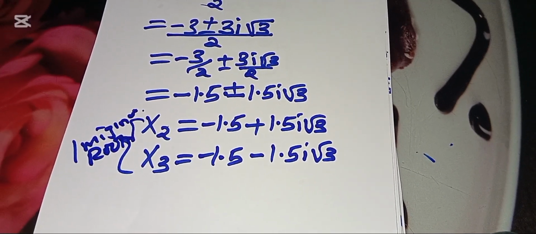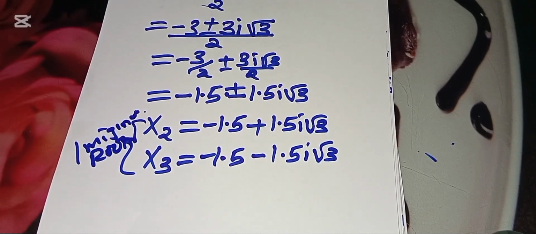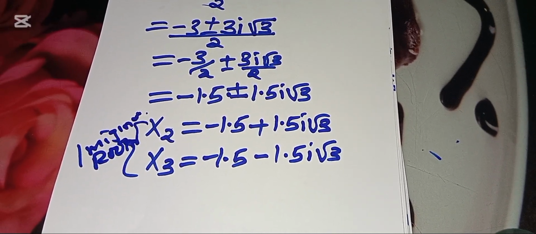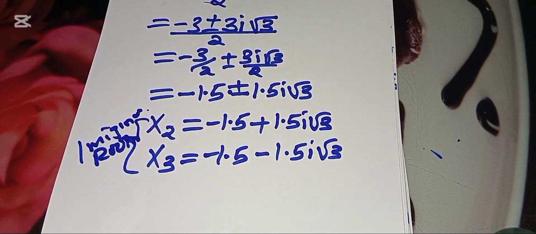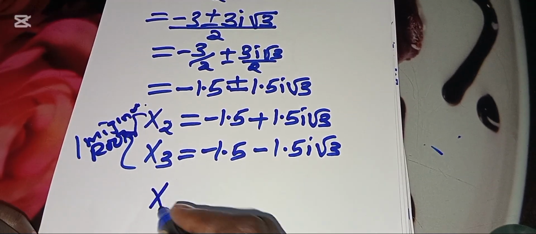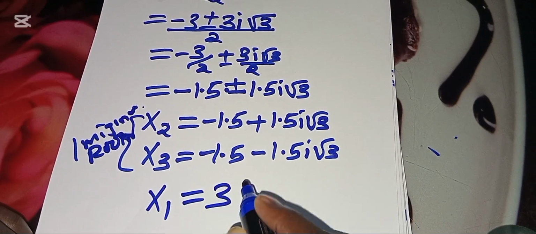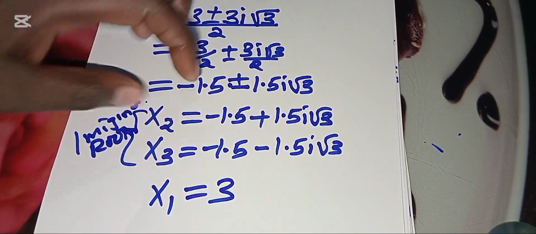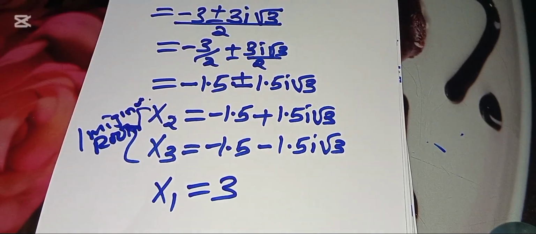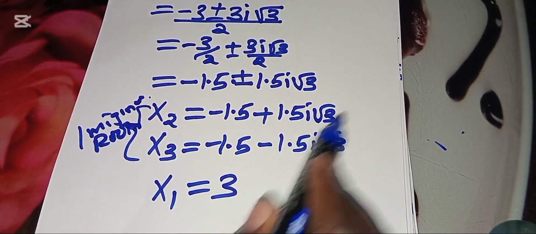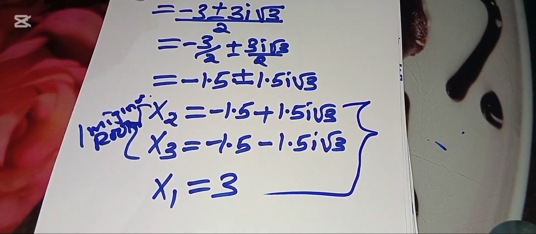That means this particular algebra problem has 3 solutions: x1 equal to 3, and x2 and x3, which are negative 1.5 plus 1.5i square root of 3 and negative 1.5 minus 1.5i square root of 3. So these are the 3 solutions.